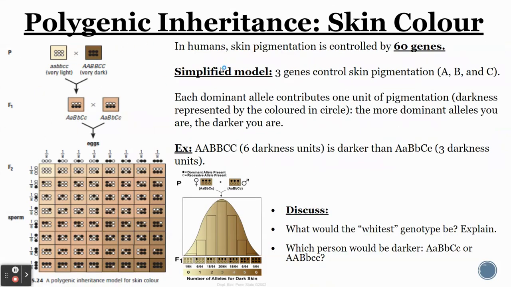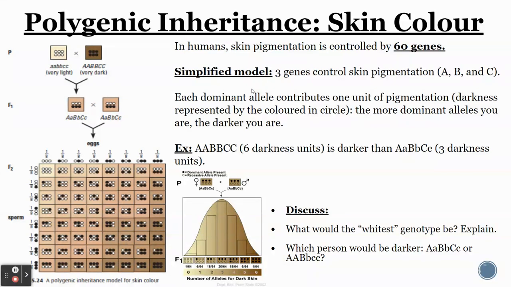So let's take a look at how this works here. If you want to make some predictions, we would not ask you to make a Punnett square this large, but just to show you how it works. So if you're looking at humans, skin color pigmentation is actually controlled by 60 different genes, not just big A, little a. There's big A, little a, big B, little b, big C, little c, big D, little d, and so on and so forth. 60 different genes. So that's polygenic inheritance, and we can see that based on the bell curve.